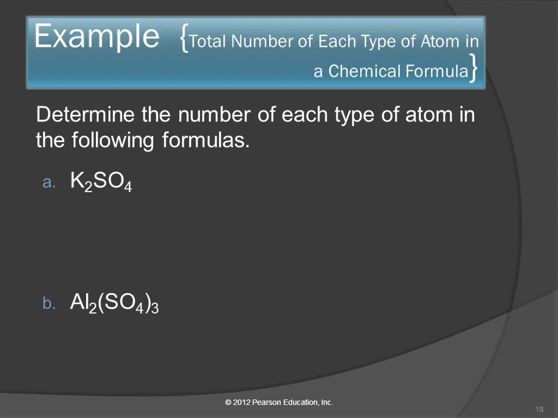Determine the number of each type of atom in the following formulas. So we're looking for a list here, basically. Each element has a capital letter. Some of them have a lowercase letter as well. But there's 1, 2, 3 capital letters. That tells us there's 3 different elements. There's potassium, there's sulfur, and there's oxygen.